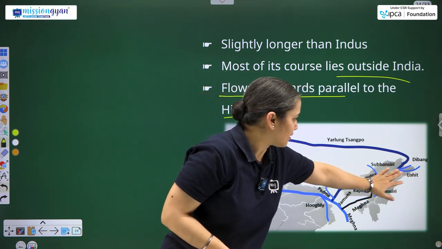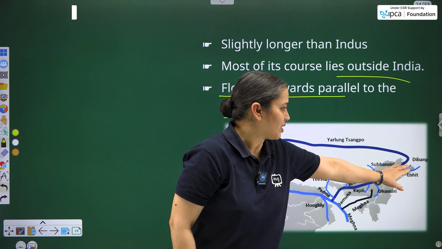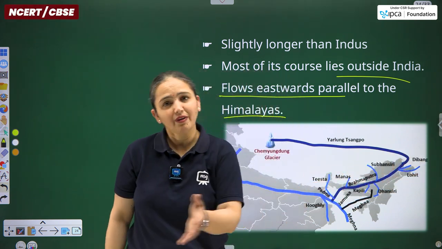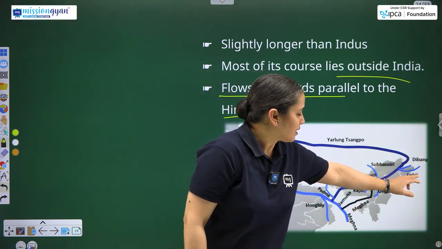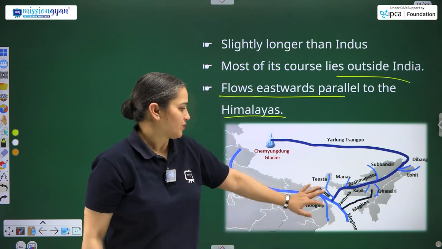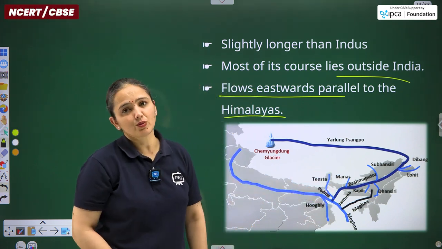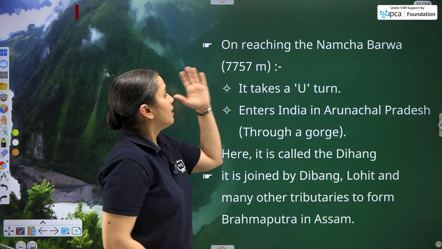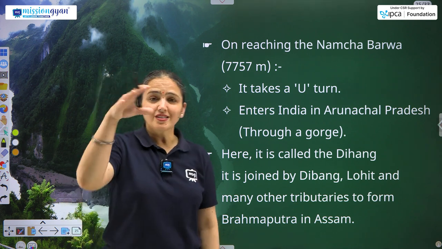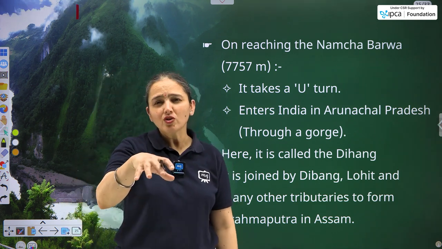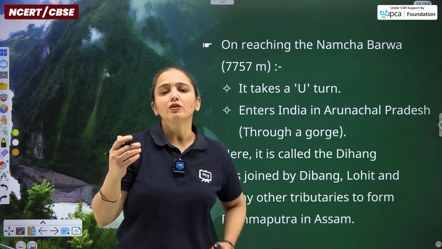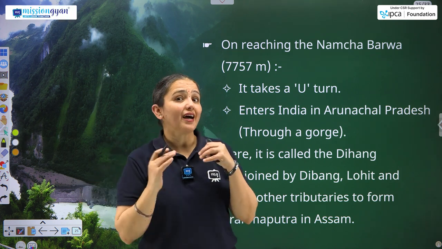And over here, it enters India from Arunachal Pradesh, and there it has its varied names, as in Dibang. Lohit gave its water to it, so it has its tributaries and distributaries collectively over there. On reaching the Namcha Barwa, certain mountain ranges are there, not exactly to be known as mountains because mountains have the highest peaks.